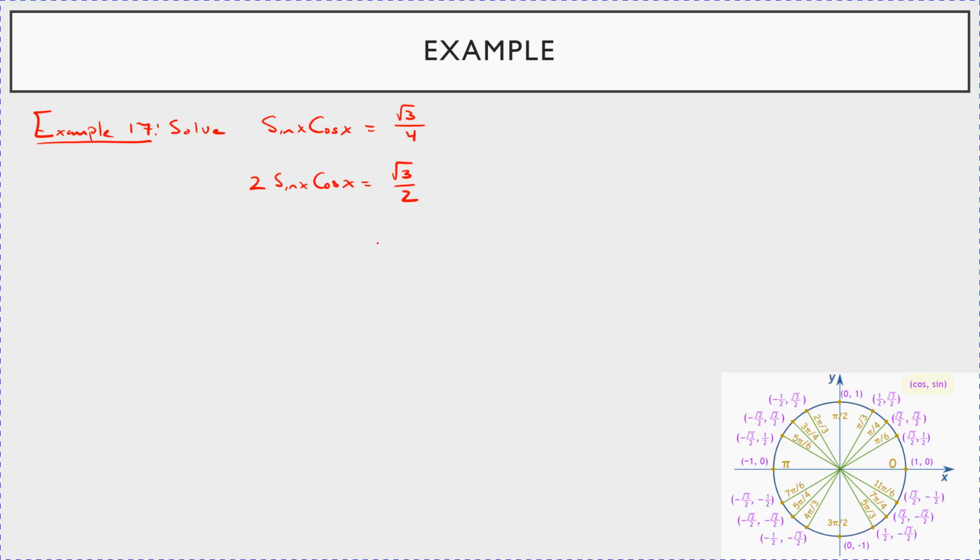I end up just getting the square root of 3 over 2, which is great because if you look at my unit circle, I see a bunch of square root of 3's over 2. So now this I can replace, using the double angle, as sine of 2x is equal to the square root of 3 over 2. And again, we want to solve this on 0 to 2 pi.